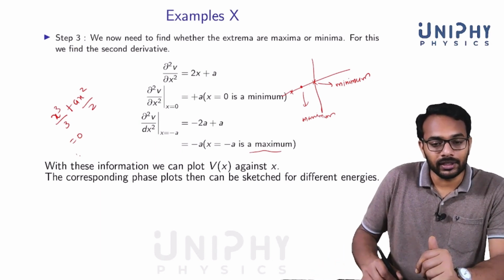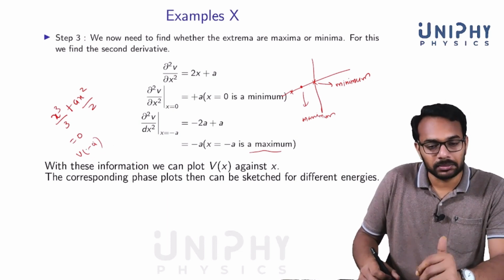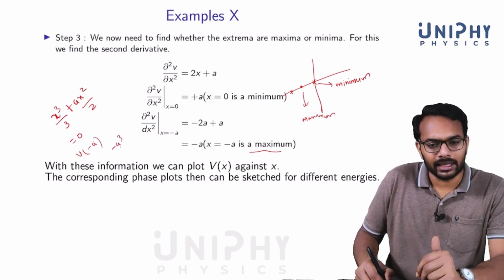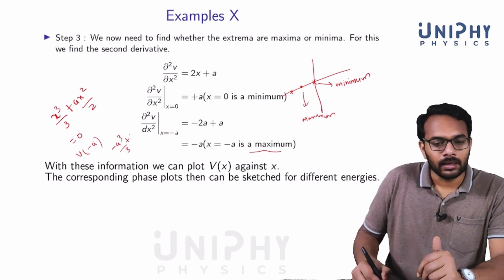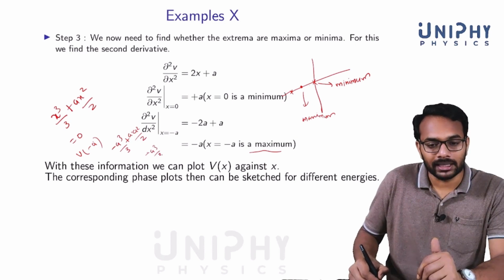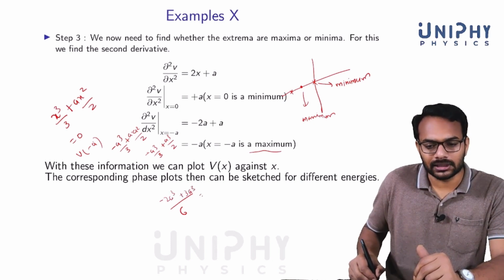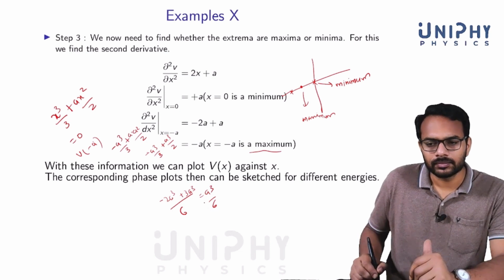But let's find V of minus a, because it's a maximum. You put minus a cubed by 3 plus a into a squared by 2. So that's minus a cubed by 3 plus a cubed by 2. Is that correct? So what's that value? It's over 6: minus 2a cubed plus 3a cubed, so it's a cubed by 6. Am I right? Yeah, it's a cubed by 6.